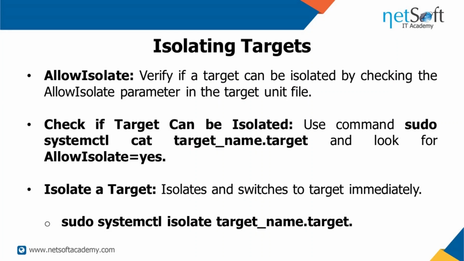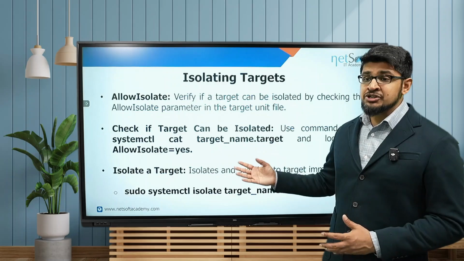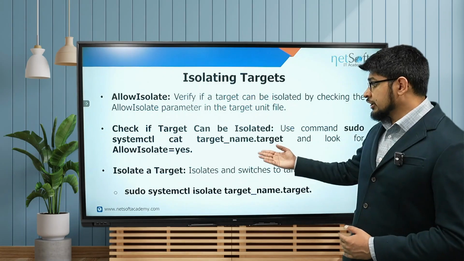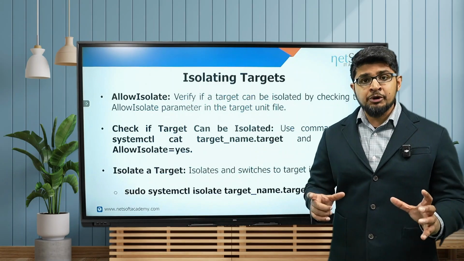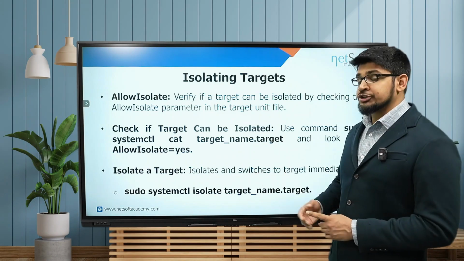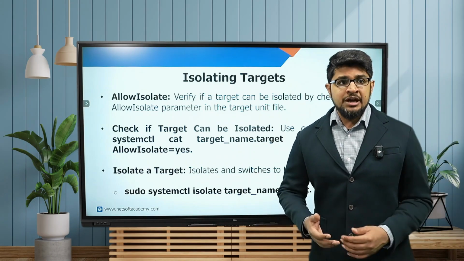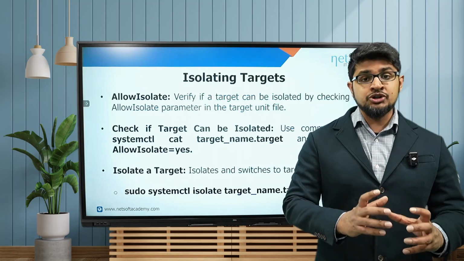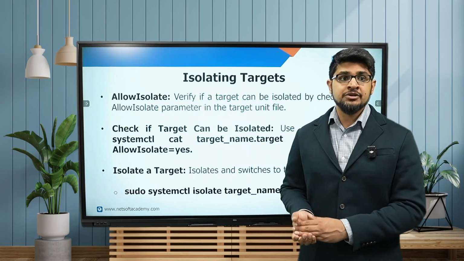What allows you to really understand or know that a certain target can be isolated is the AllowIsolate parameter. This can verify if a target is able to be isolated. When you are reading out a target unit file, you can use the command cat in order to read a target unit file and look for the parameter AllowIsolate equal to yes. That means that you can actually bring your computer into this certain state.